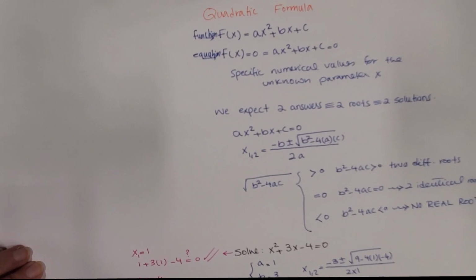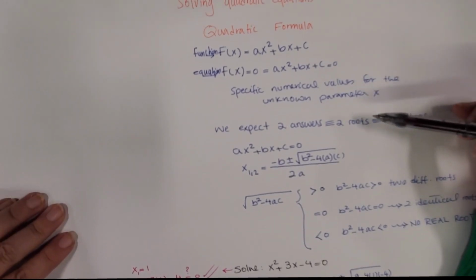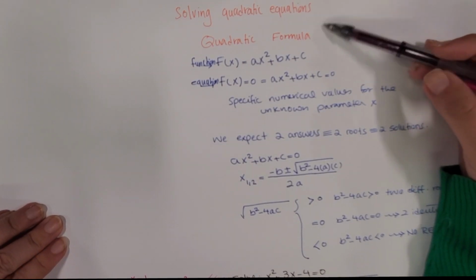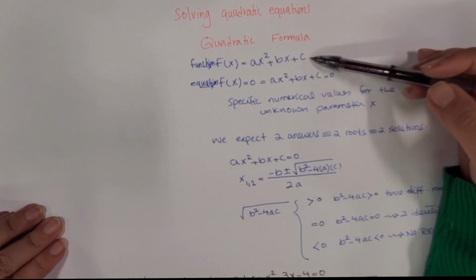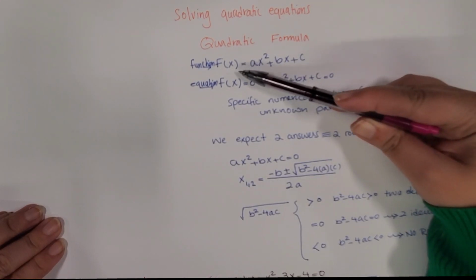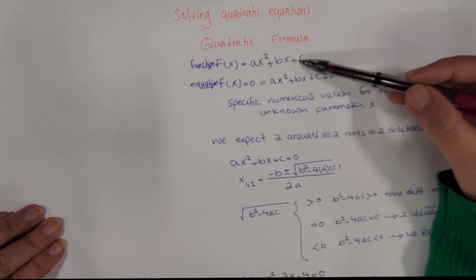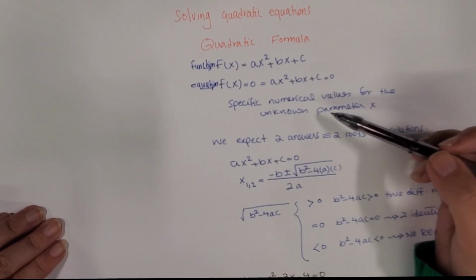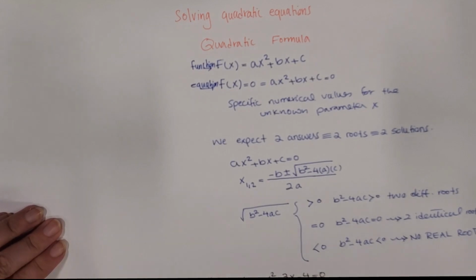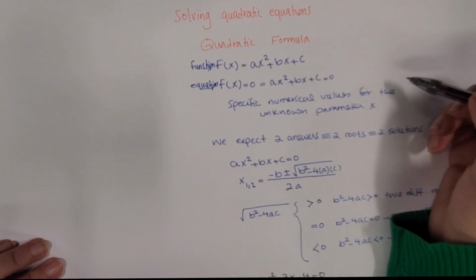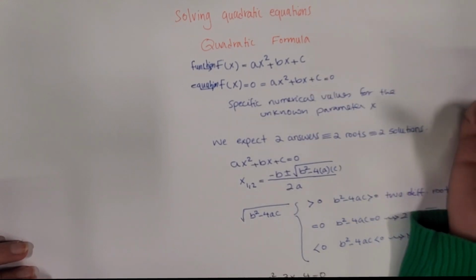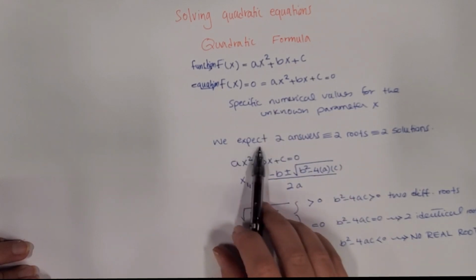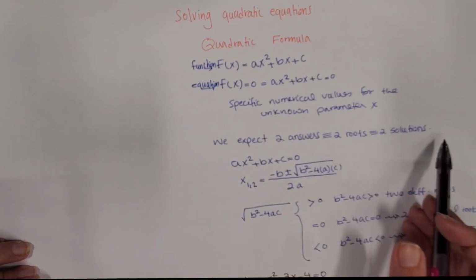So remember, let's do a quick summary. Today we're going to do quadratic equations, how to solve a quadratic equation using the quadratic formula. First, I started by writing the general form of a quadratic expression. Then I turned it into an equation by equating to 0. And like any other equation, I'm trying to find specific numerical values for the unknown parameter, which happens to be x here. Because it's a quadratic, that means the biggest power here is 2. We expect 2 answers or 2 roots or 2 solutions.